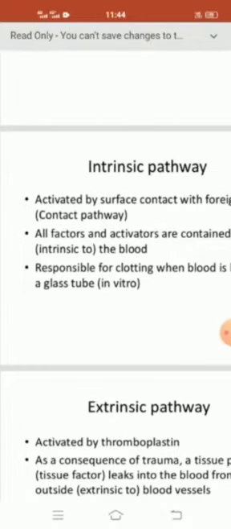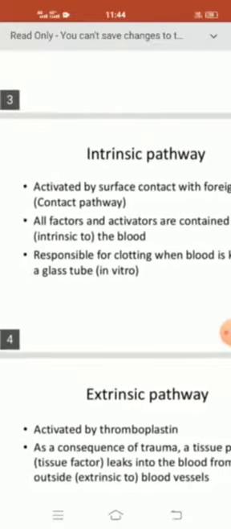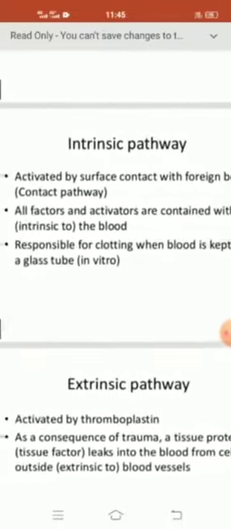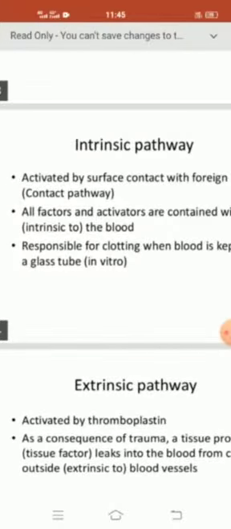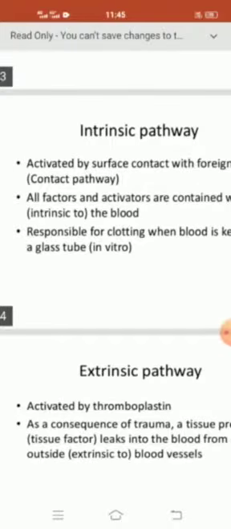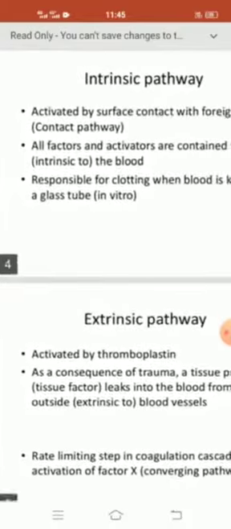The intrinsic pathway involves the activation by surface contact with a foreign body. That is a contact pathway. Any foreign particle that comes in contact with the blood, the fibrin clot is formed. All factors and activators are contained within the blood. All the clotting factors are there in our blood, responsible for clotting when the blood is kept in a glass tube in vitro. So the blood undergoes coagulation even when it is outside our body. All these factors are known as the intrinsic pathway.